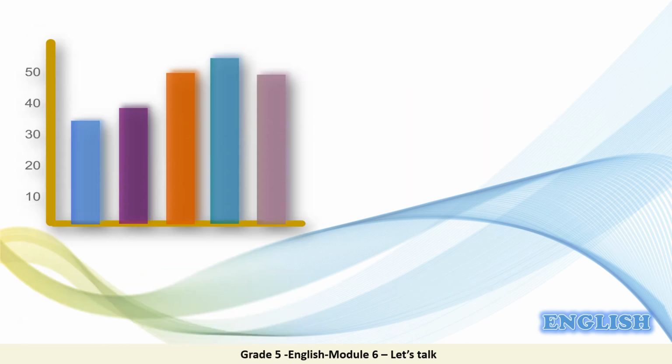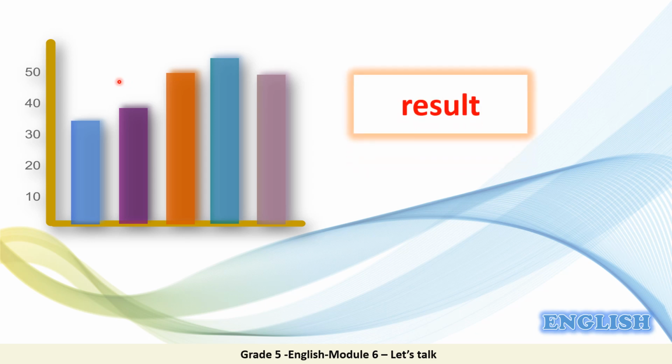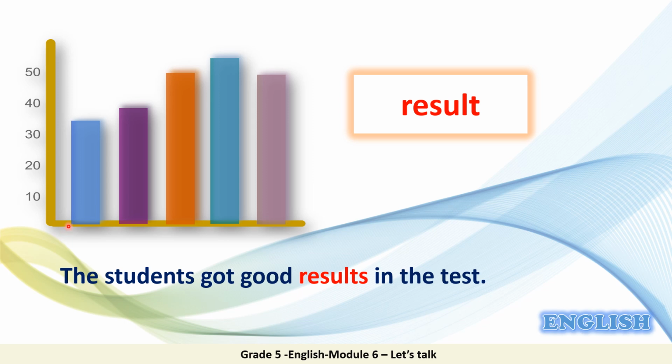Look at this picture. What does a line graph show? Great. It shows results by using a line or many lines. Let's have an example. The students got good results in the test. Remember, dear students, that result is a noun.